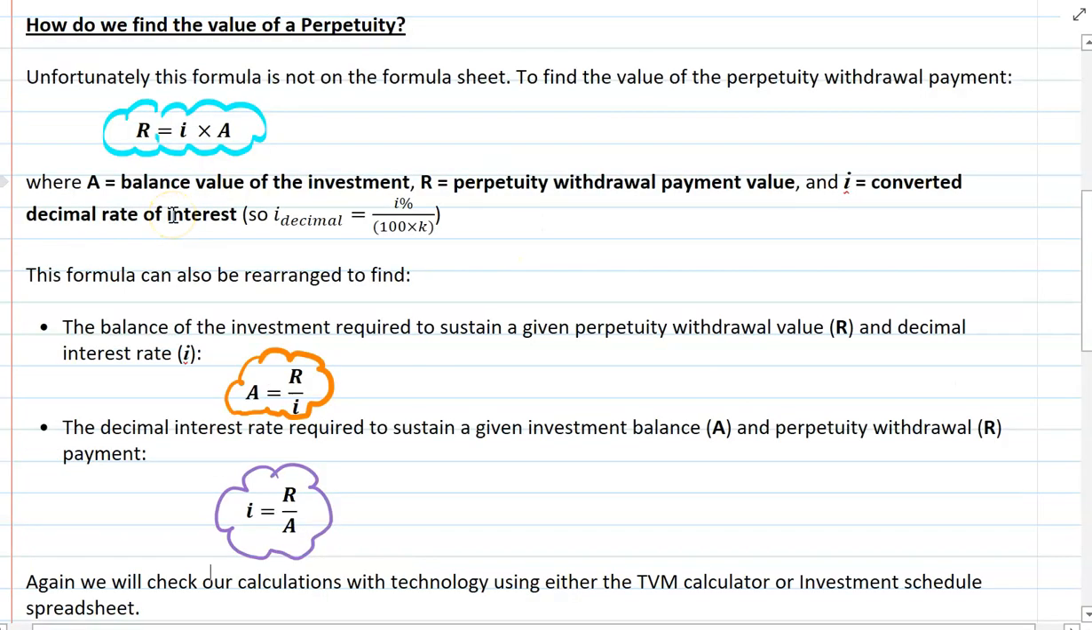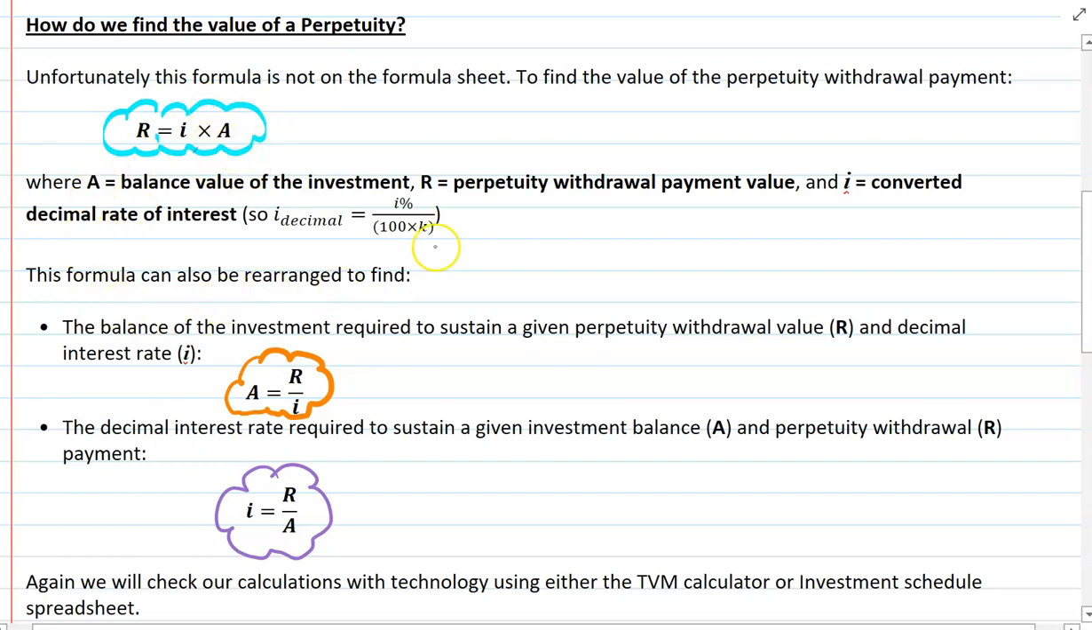So how do we find the value of a perpetuity withdrawal payment? Now, unfortunately, this formula is not on our formula sheet, so you're going to have to remember this one by heart or by brain. Now, to find the value of this perpetuity withdrawal payment, it's simply equal to the decimal interest rate multiplied by the balance of the investment.